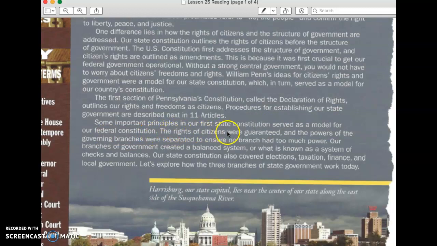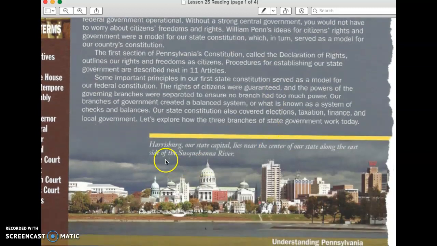The rights of citizens were guaranteed, and the powers of the governing branches were separated to ensure that no branch had too much power. Our branches of government created a balanced system, or what is known as a system of checks and balances. Our state constitution also covered election, taxation, finance, and local government. Let's explore how the 3 branches of state government work today. Harrisburg, our state capital, lies near the center of our state along the east side of the Susquehanna River.